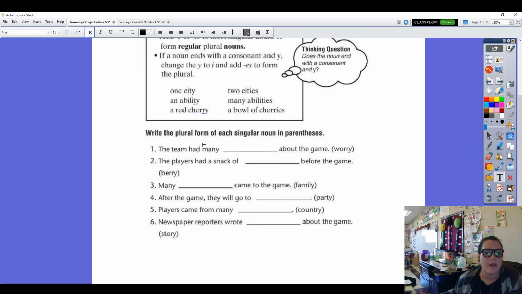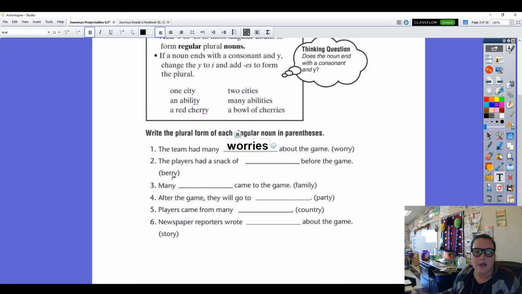All right. The team had many blank about the game, so we need to make worry plural. We have a consonant R before the Y, so we're going to change that Y to an I and add ES. So we're going to do WORR, change that Y, and then add ES. So it becomes worries.